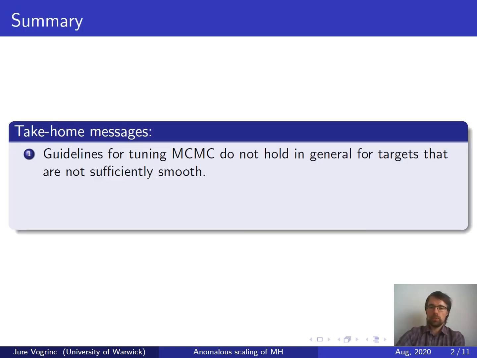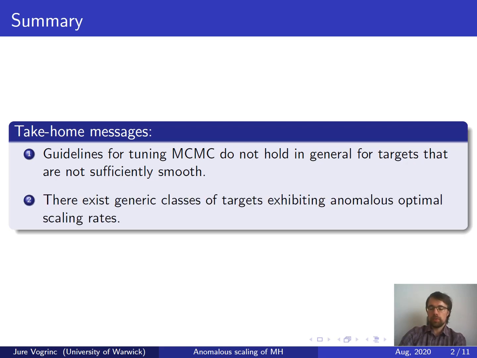In case I lose you, there's two take-home messages I'd like you to remember. First, that the guidelines for tuning MCMC do not hold in general if the targets are not smooth enough. Things like accept roughly 1/4 of proposals when using random walk Metropolis. The second thing I want you to remember is that this isn't just a single contrived counterexample. This phenomenon is rather general. There are generic classes of target densities which exhibit anomalous kinds of optimal scaling behavior. We would even go as far as to conjecture that this sort of thing is typical in the presence of insufficient smoothness.